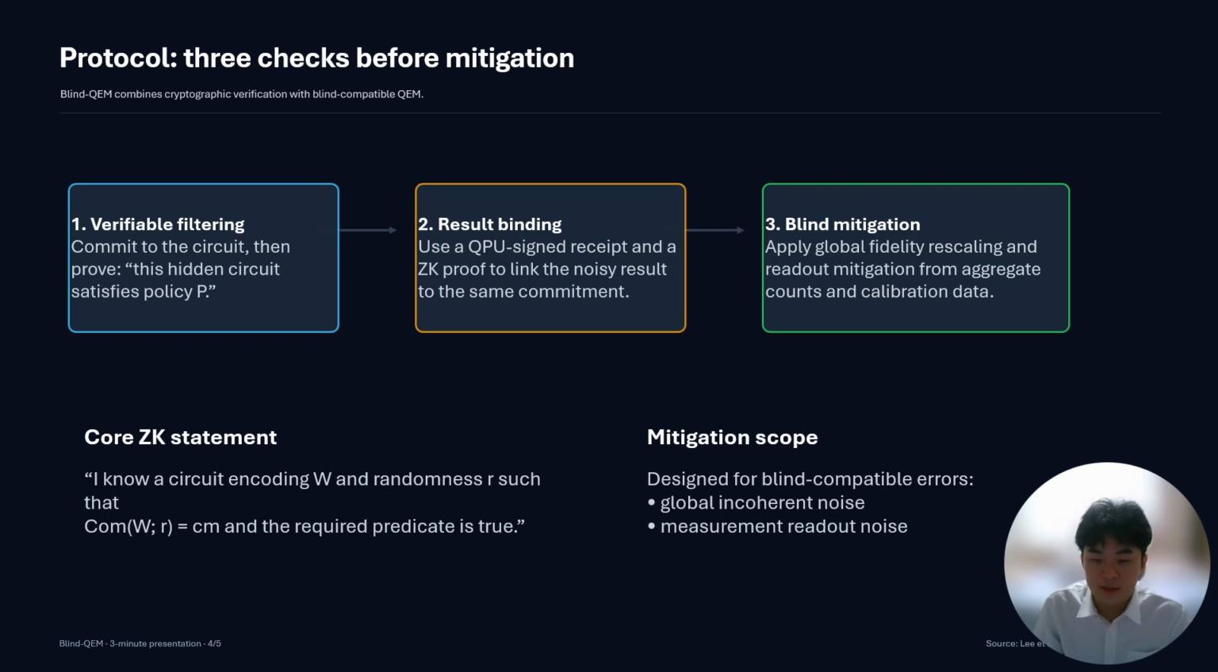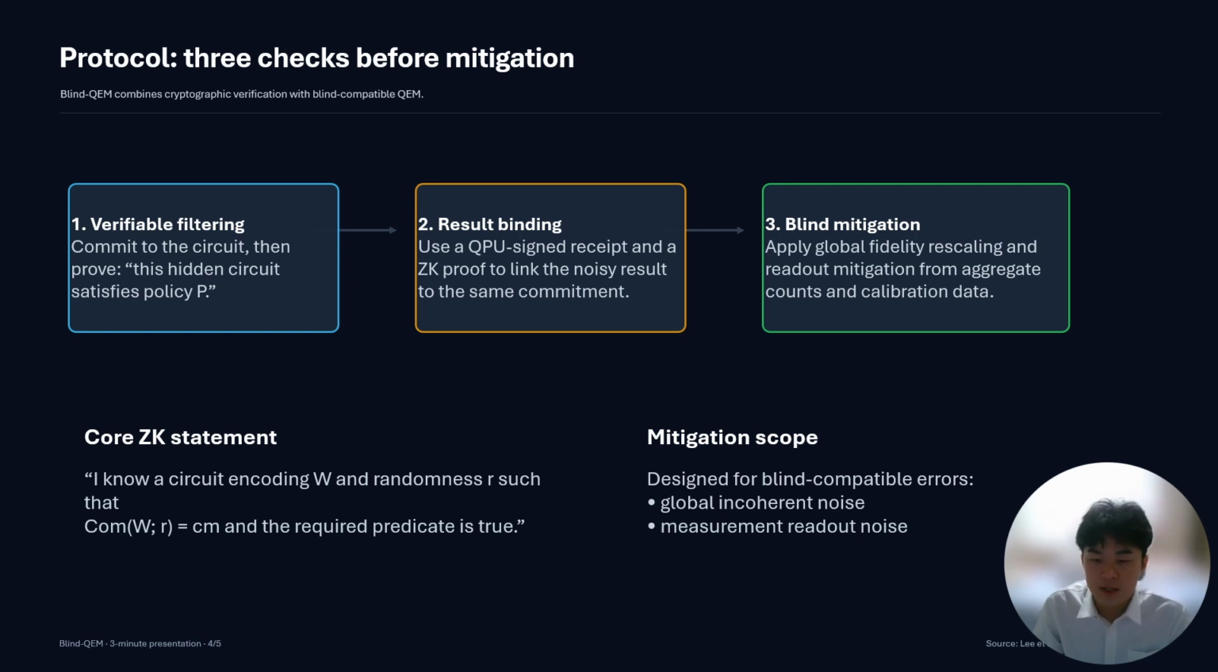The protocol has three main checks. First is verifiable filtering. The user commits to the circuit, provides a proof about the hidden circuit, and certifies the basic policy. For example, supported gates, shot limit, or resource budget.